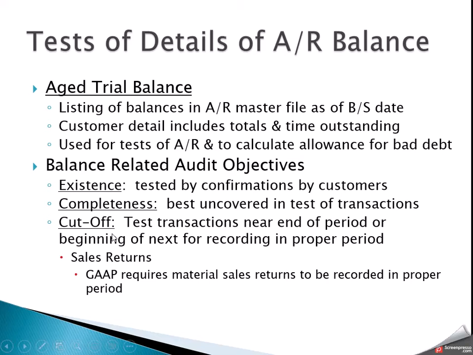And then cutoff, did we properly cut it off so that we didn't have sales that were happening on the next day that are being thrown back into the prior year, or vice versa? Or if we're looking at FOB shipping point versus destination, were all of those goods counted when they should be, or sales counted when they should be?